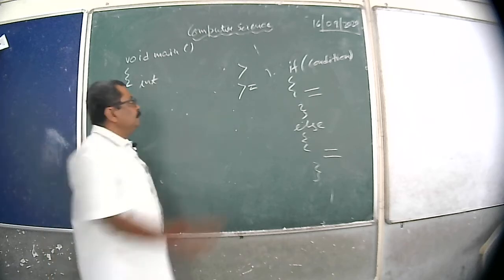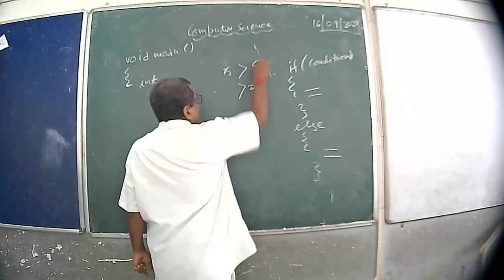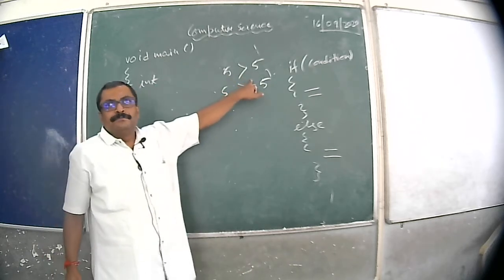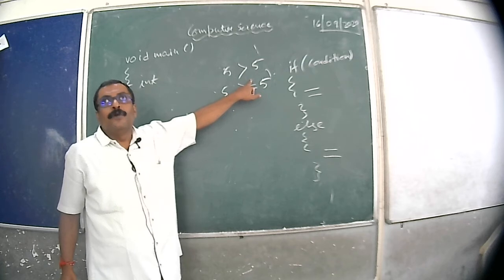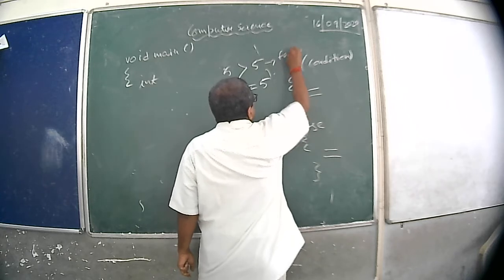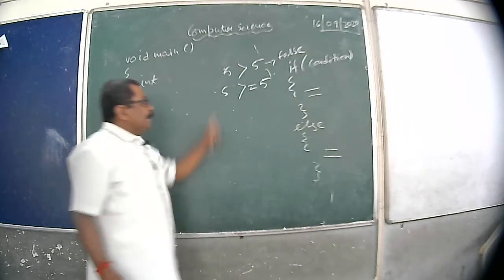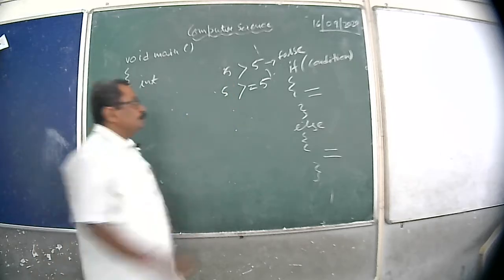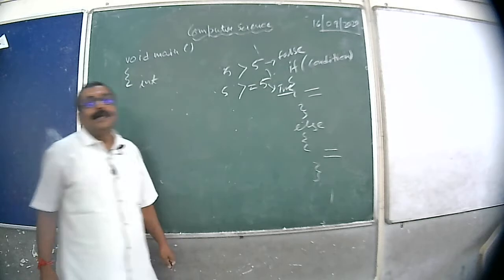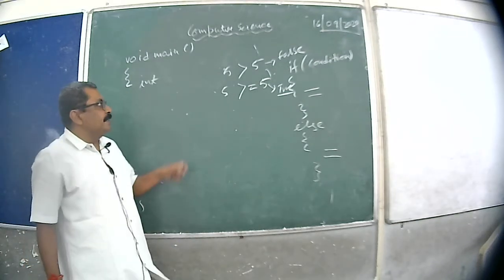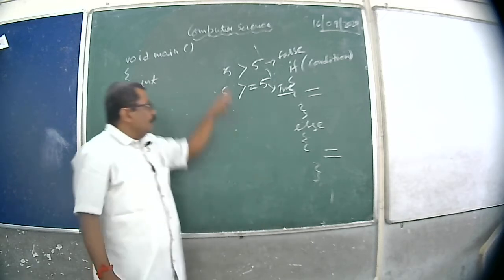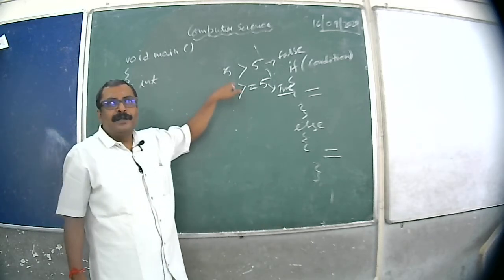I am giving one example. 5 greater than 5, that is false. 5 is not greater than 5, so you will get the output false. 5 greater than or equal to 5, that is true. So false and true, that is the Boolean state. Boolean state means a condition has two states, either true or false.